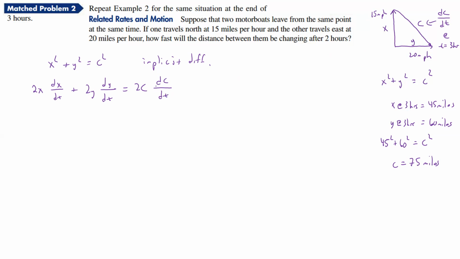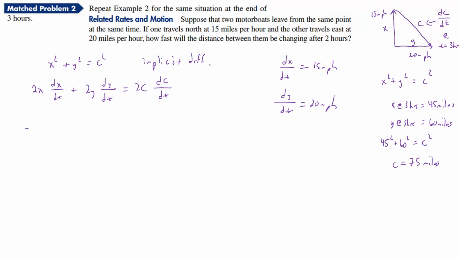Now, we know all these things because dx dt is 15 miles per hour, and dy dt is 20 miles per hour. So we know dx dt, dy dt, and we know x, y, and c. All that's left is dc dt, and so we can solve for that.